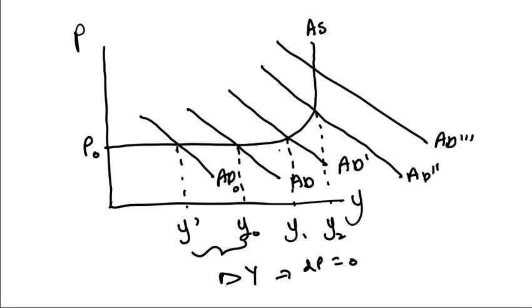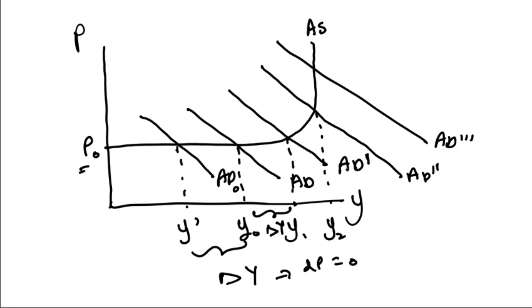Now, let's move back to AD. Now, let's assume that AD shifts to the right. When AD shifts to the right from AD to AD prime here, we can see income increases to Y1. Still, we can see that the shift is within the horizontal segment of AS. So this is the change in income. The change in income here is basically by the full amount of the multiplier as well, because there is no change in the price.